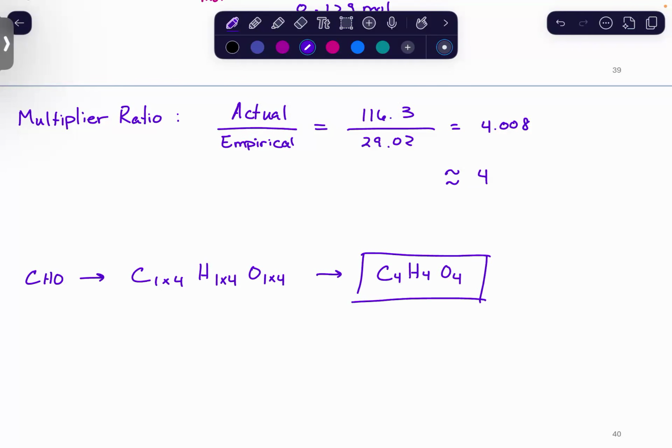Okay, so that is how you work with finding empirical formulas, molecular formulas, using some experimental data to find percent compositions, and how percent compositions flow into empirical formulas that flow into molecular formulas.